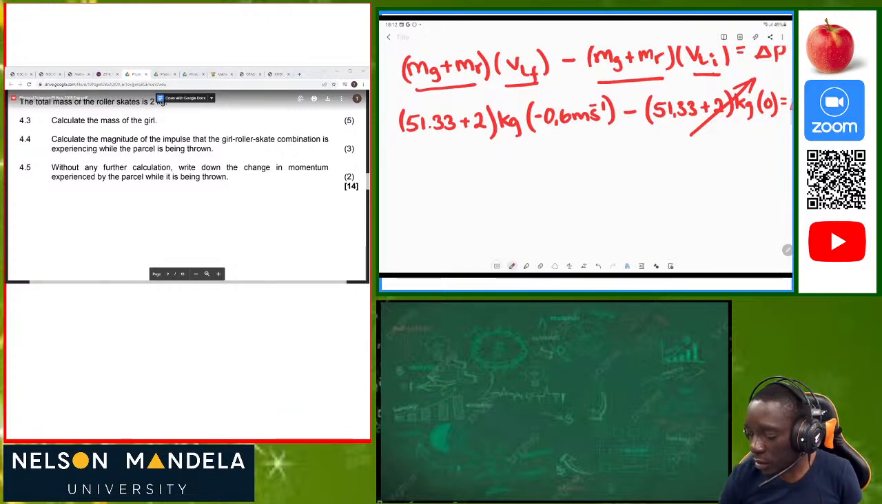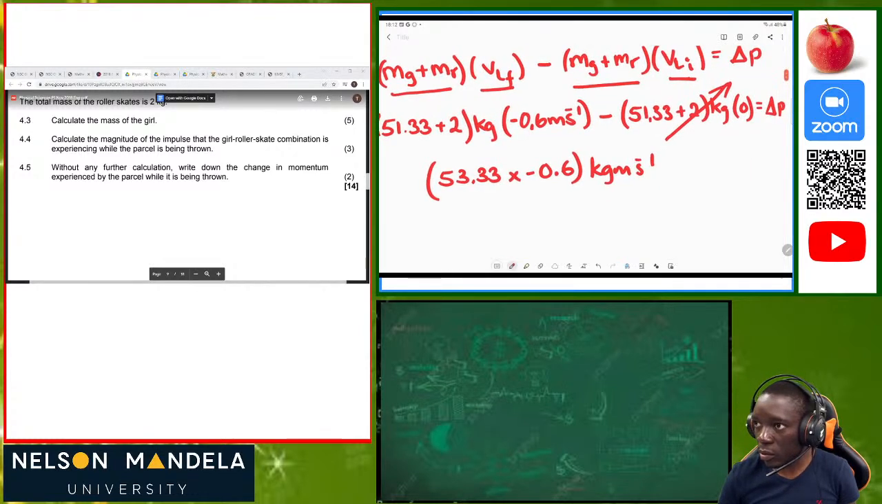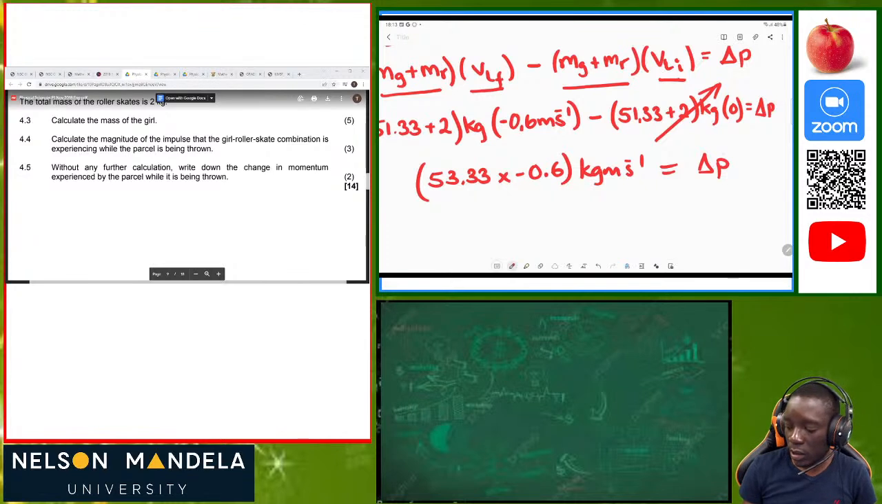So this is 0, and that will give us 53.33 times 0.6, kgs meters per second, or Newton per second. Is it Newton second? So you can calculate that and tell us what you get.